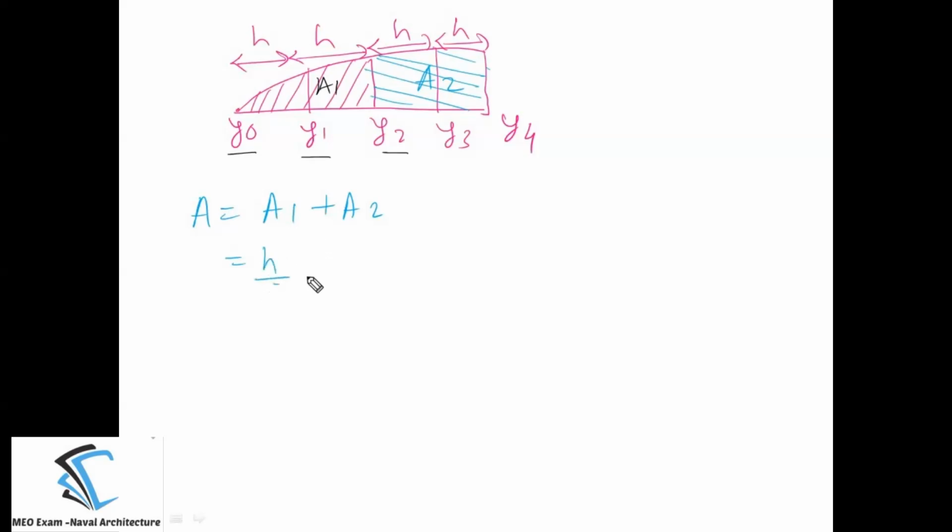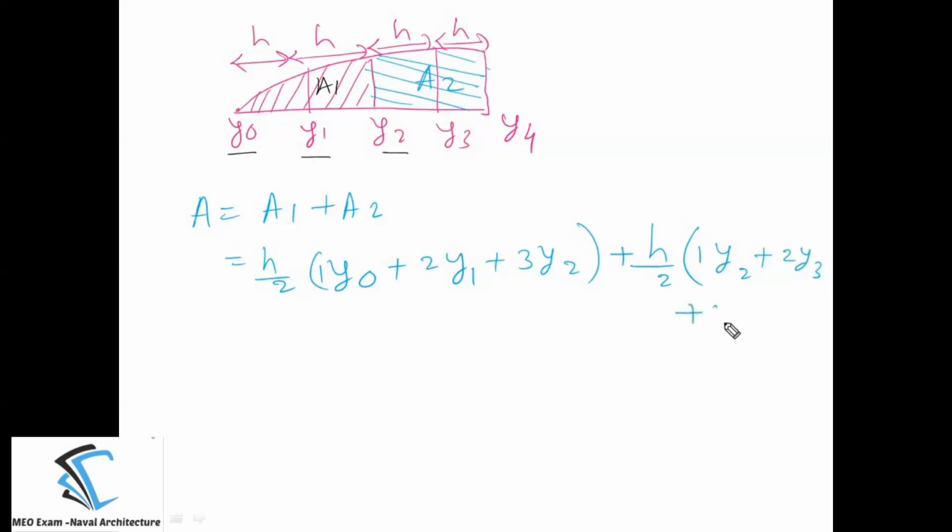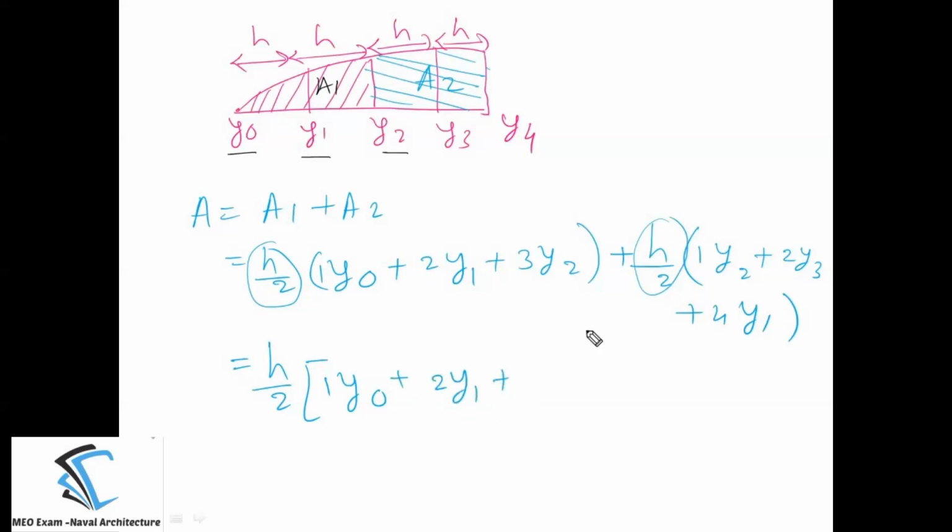How to use the formula for the area? That will be h by 2 times (1 y0 plus 2 y1 plus 1 y2) plus h by 2 times (1 y2 plus 2 y3 plus 1 y4). Now you can see this h by 2 you can take common, so it will be h by 2, and the remaining thing will be 1 y0, 2 y1.